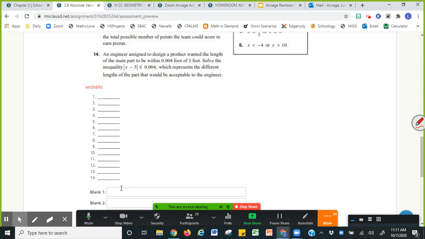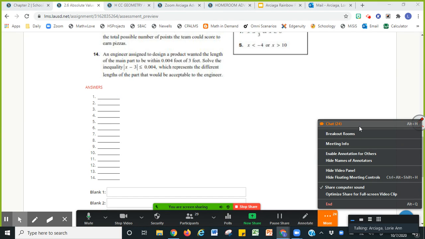You put the letter in the blank because it's kind of hard to type all that, so I just kept the letters. Okay. All right. So that's your independent work.